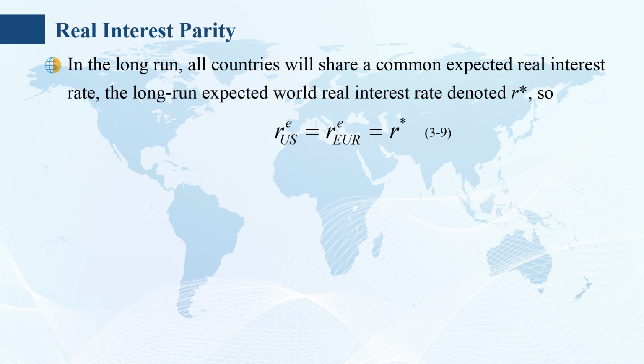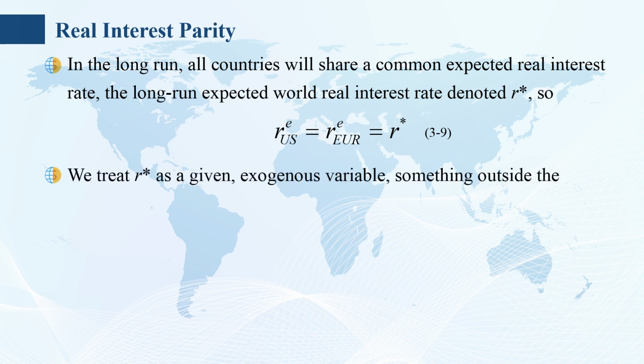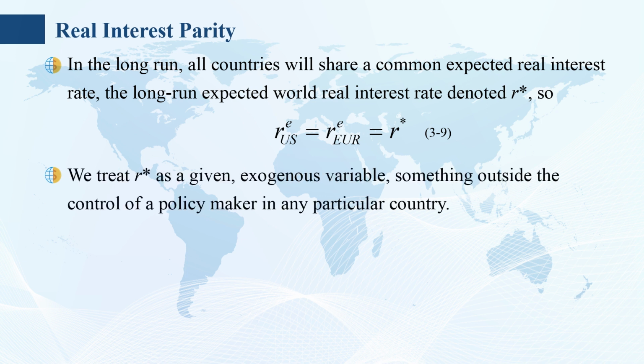The long-run expected world real interest rate is denoted r star. So r US expected is equal to r EUR expected and equal to r star. We treat r star as a given, an exogenous variable, something outside of the control of a policymaker in any particular country.